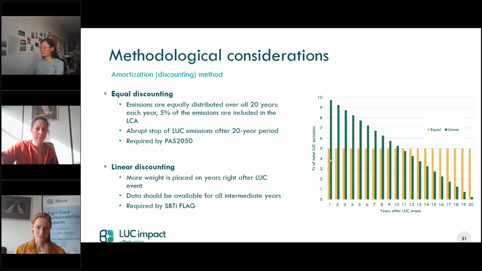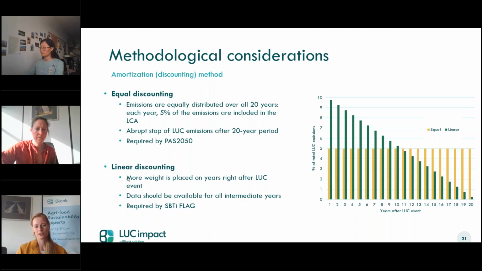And that relates to these yellow bars. So it's equal. After 20 years after the event, you would have a sudden stop of the emissions within your accounting or life cycle assessment. And this is a method that's implemented in the POS 2050, which is a standard that we'll also discuss a bit later. Another way to do amortization is linear discounting.